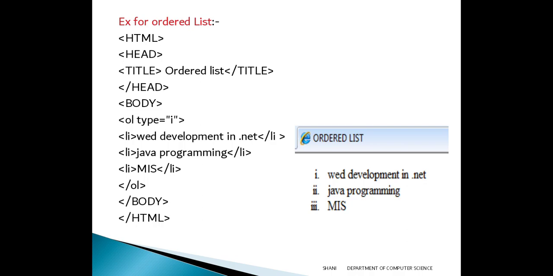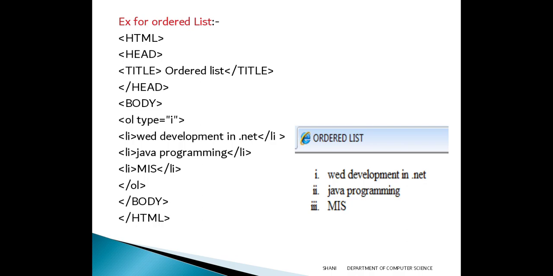If we give capital letter Roman numbers, sorry, capital letters, then the output will be in capital letters. If we give the numbers, that is 1 2 3, then the output should be presented in the 1 2 3 format, right? So OL type equals small letter Roman number. Then I have used LI. LI is for list item, web development in .NET.